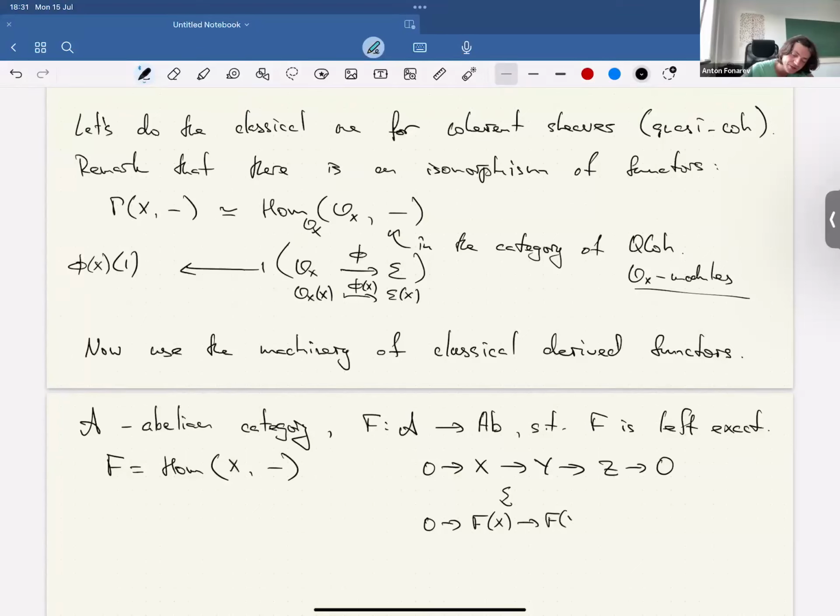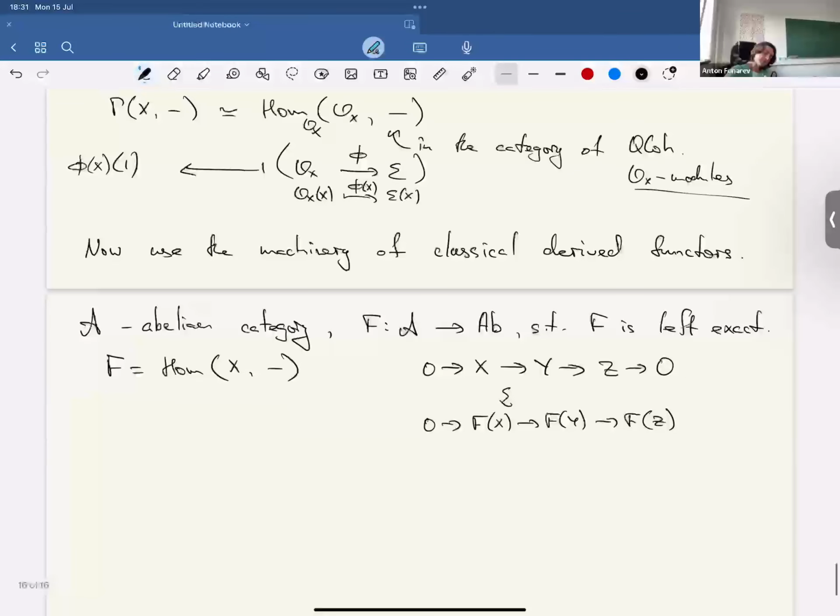Yeah, by the way, maybe I didn't say it specifically. I somehow assumed that left exactness is known. So left exactness is when just the last map is not surjective, but the rest of the properties hold, meaning that f of x is just the kernel of the map from f of y to f of z. So this is an example.